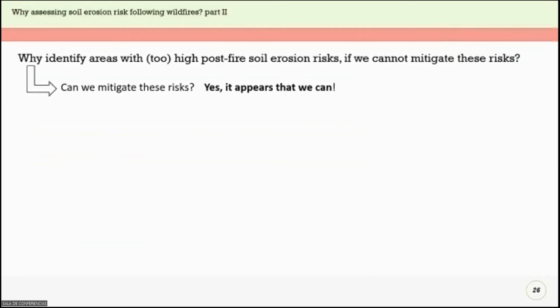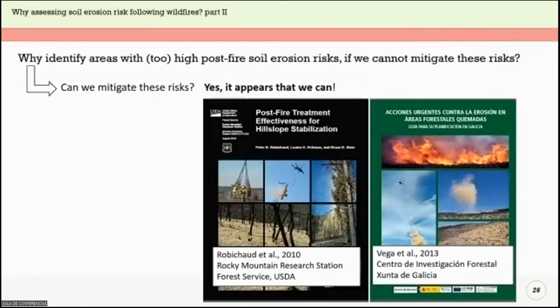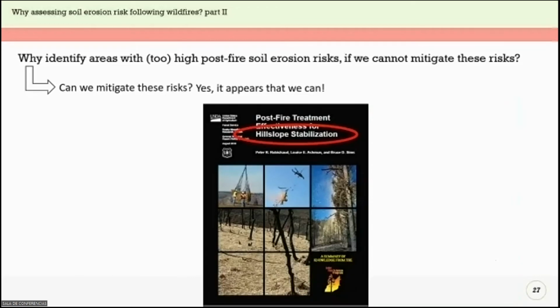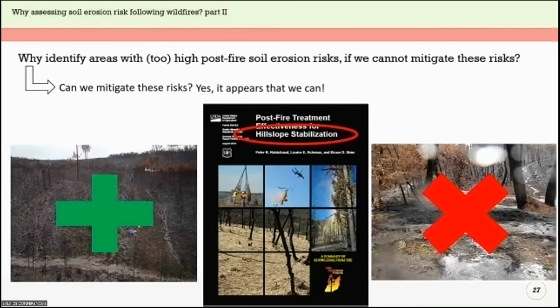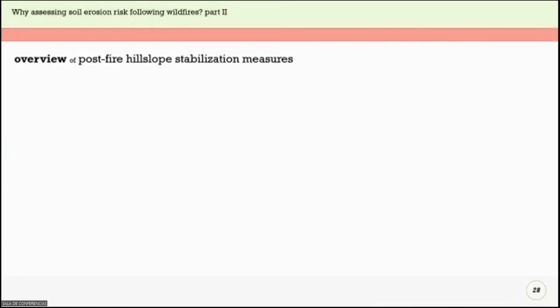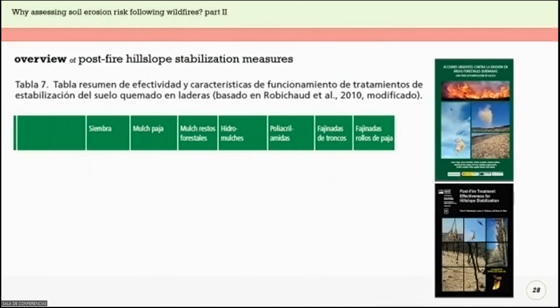And the thing is, yes, we can, because lots of work has been done in the United States and in Galicia, in which people, through a lot of observation in the field, said we can apply a series of techniques that are useful. And the key here, again, is that the treatment is done at the slopes and not in the streams, where the problem is already too serious to handle. So yes, treat the hill slopes. No, don't treat the streams. Okay, I'm going to be a little bit faster now.